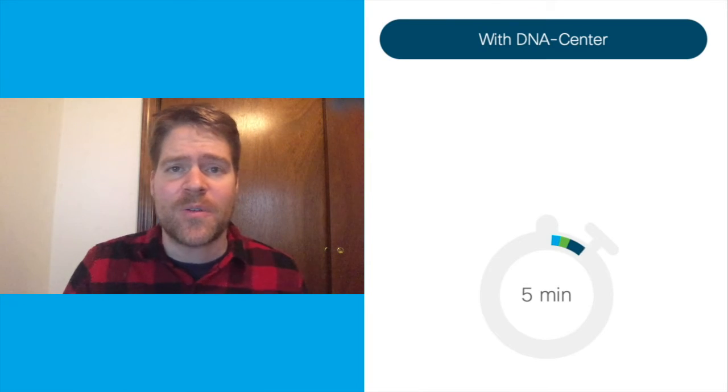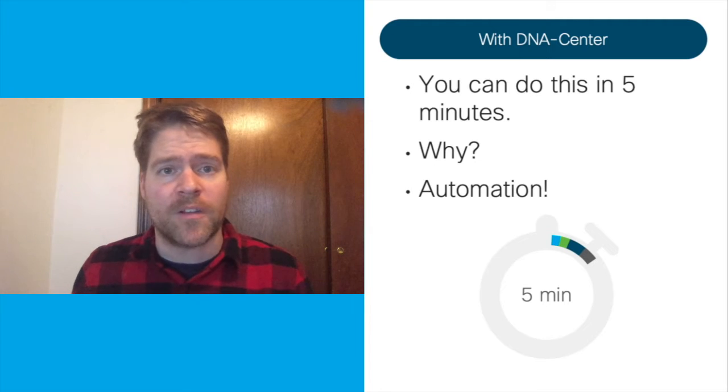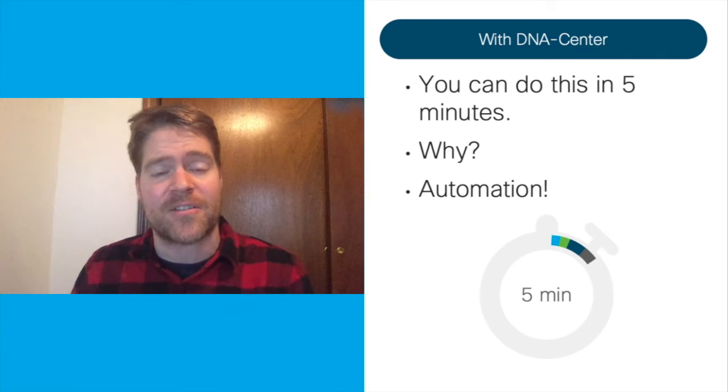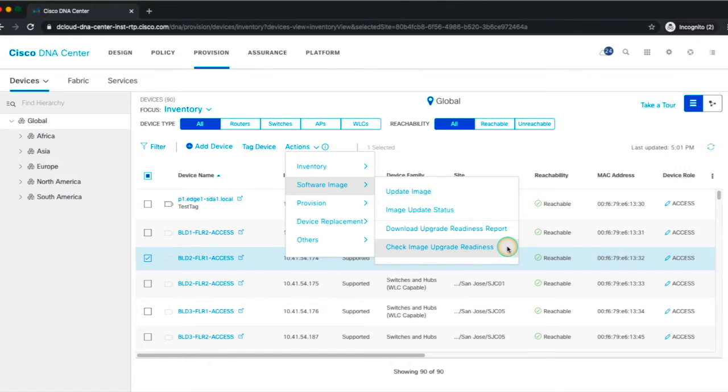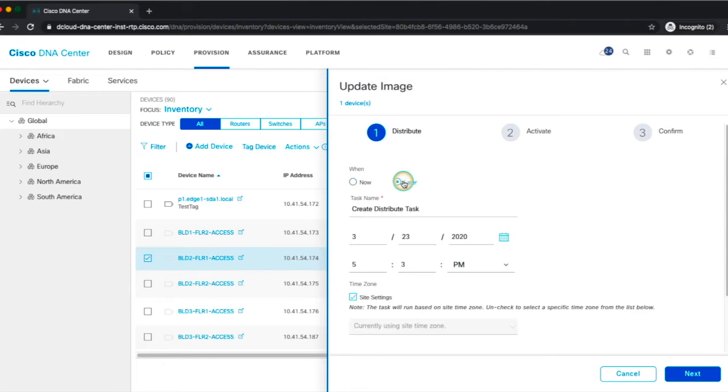But with DNA-Center, you can do this in 5 minutes. Why? Well, because the appliance will do most of this work for you. In both cases, traditional network management or with DNA-Center, the impact to the network was identical. The difference is that DNA-Center takes a fraction of the time because the complex tasks are now automated. As a result of these checks, DNA-Center ensures that you are confident about the state of your network before and after you update an image. Even better, you can check the image upgrade readiness to ensure your devices are compatible. And when you are ready, you can schedule the image to be updated now or schedule it for a later time that is convenient for you.